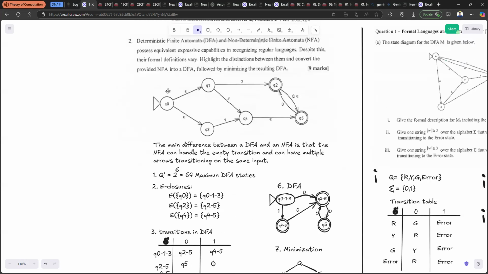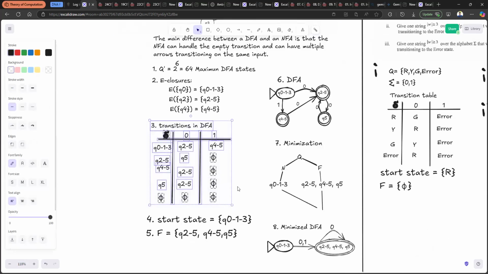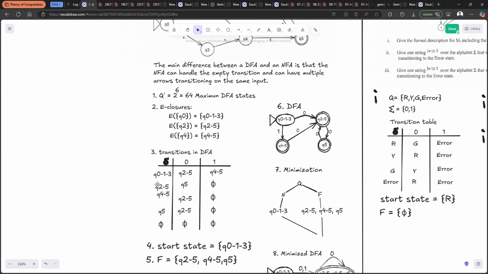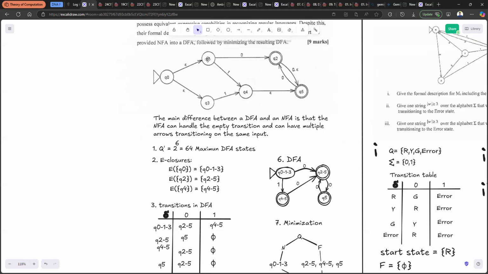Then we start at the start state for our transition function here. We start at the start state, which is now Q013 because we merged it. And then we say on a 0, from any one of these 3 states, 0, 1, 3, because we merged them, where can we go on a 0? The only place we go is Q2, which is now Q25. And then on a 1, the only place we can go is Q4, which is now Q45.